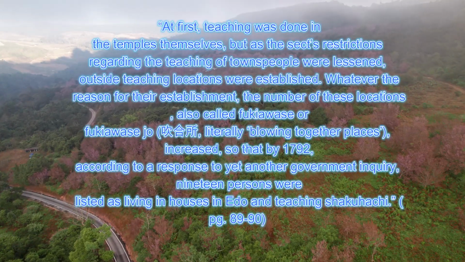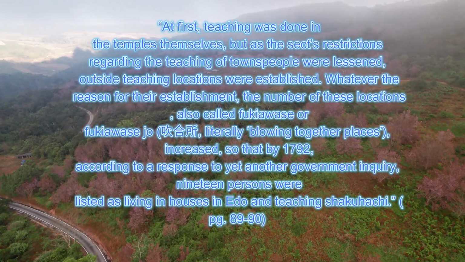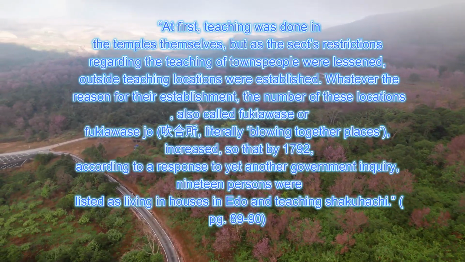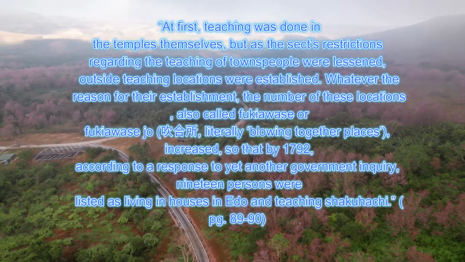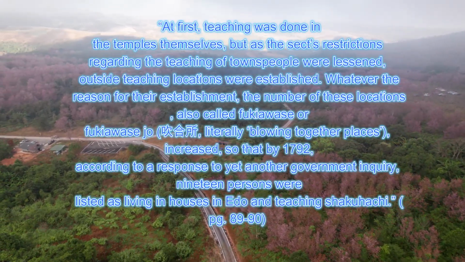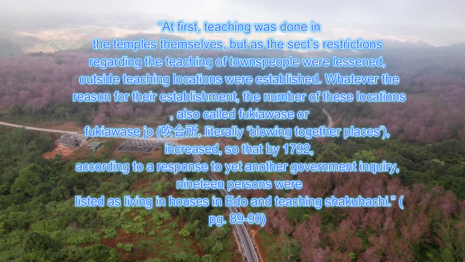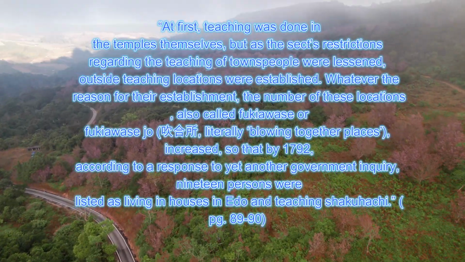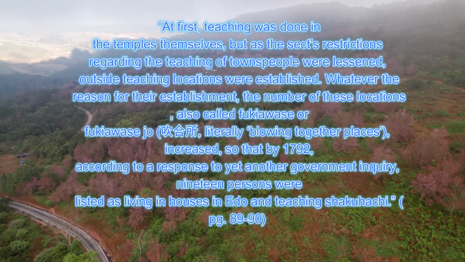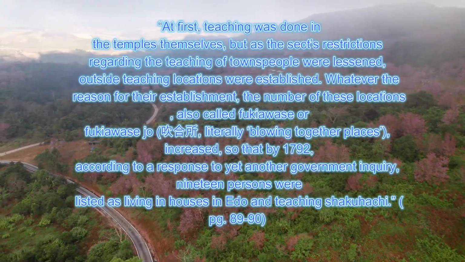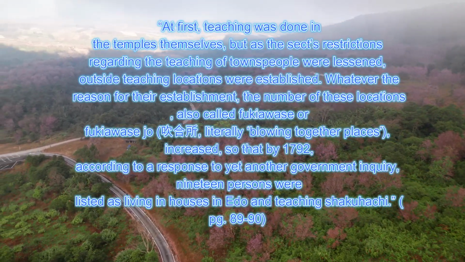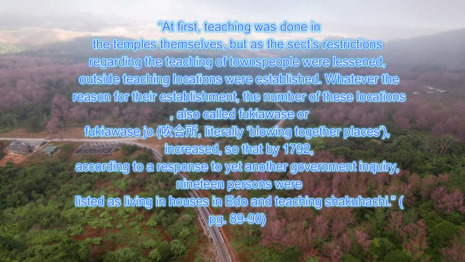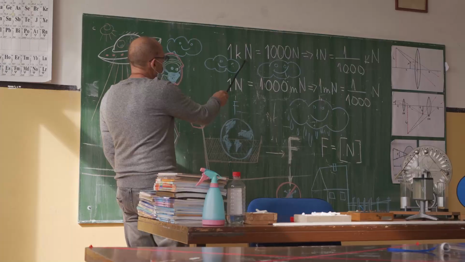At first, teaching was done in the temples themselves, but as the restrictions regarding the teaching of townspeople were lessened, outside teaching locations were established. Whatever the reason for their establishment, the number of these locations, also called fukiawase or fukiawase-jo, literally blowing together places, increased, so that by 1792, according to a response to yet another government inquiry, 19 persons were listed as living in houses in Edo and teaching shakuhachi.